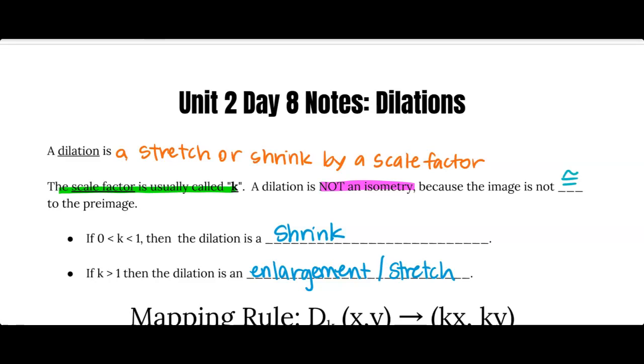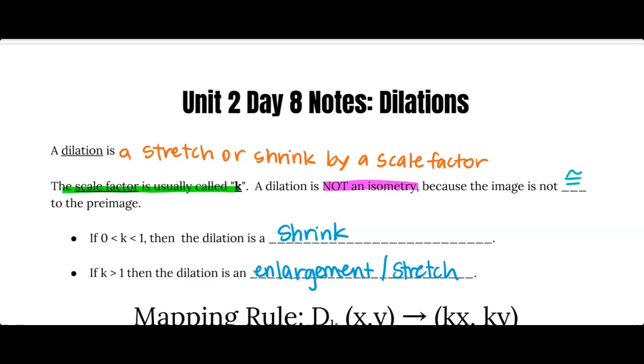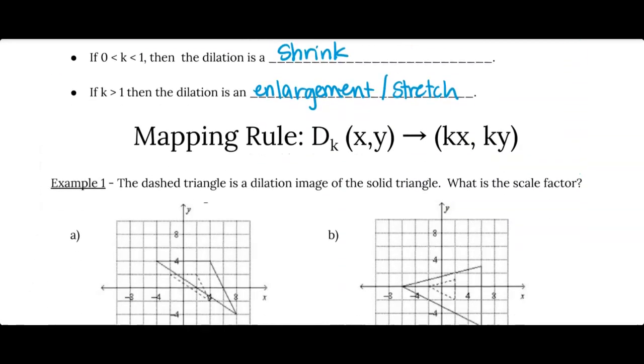And dilations happen in everyday life. If you think about taking a picture of something, the photo is a dilation of the actual thing because it's going to be smaller. It shrinks it by a scale factor. And so dilations are very important, and we'll talk more about them in the next unit as well when we get into similar figures. So your mapping rule is just this D sub K, so the K being your scale factor.